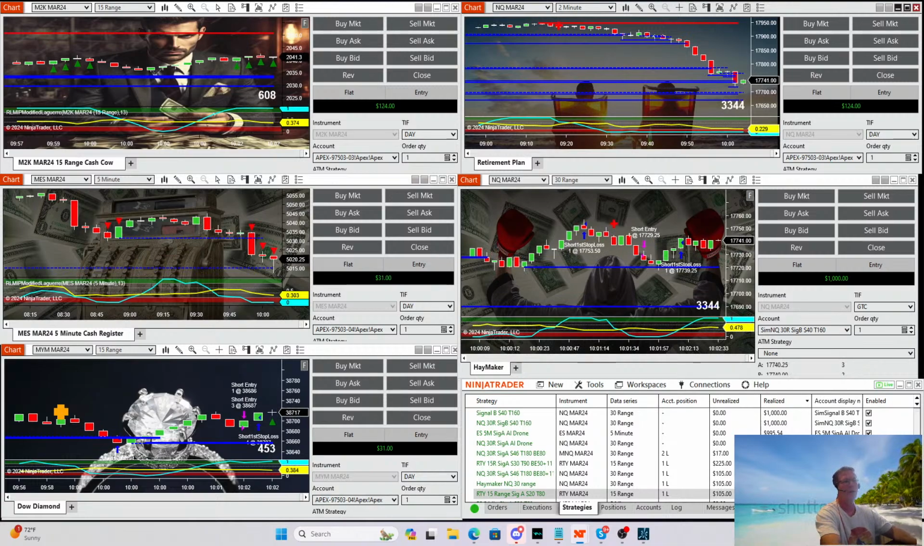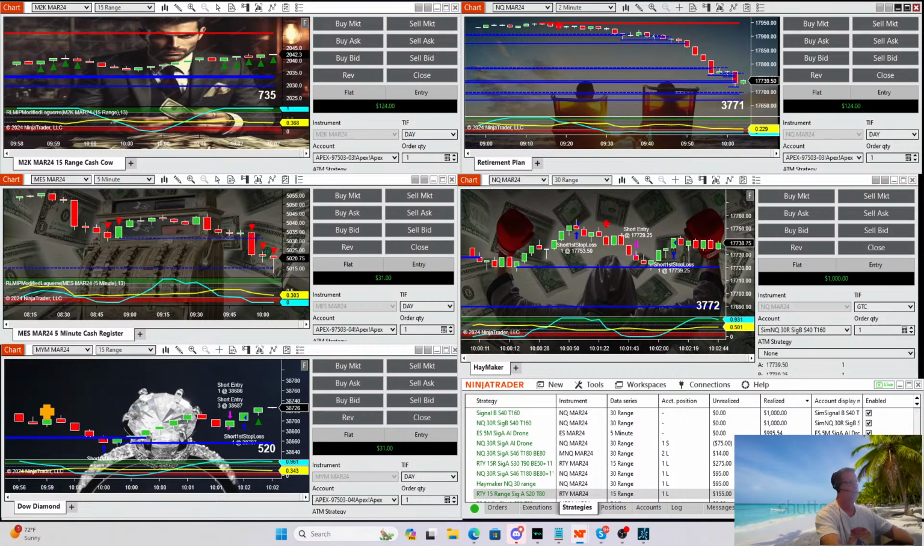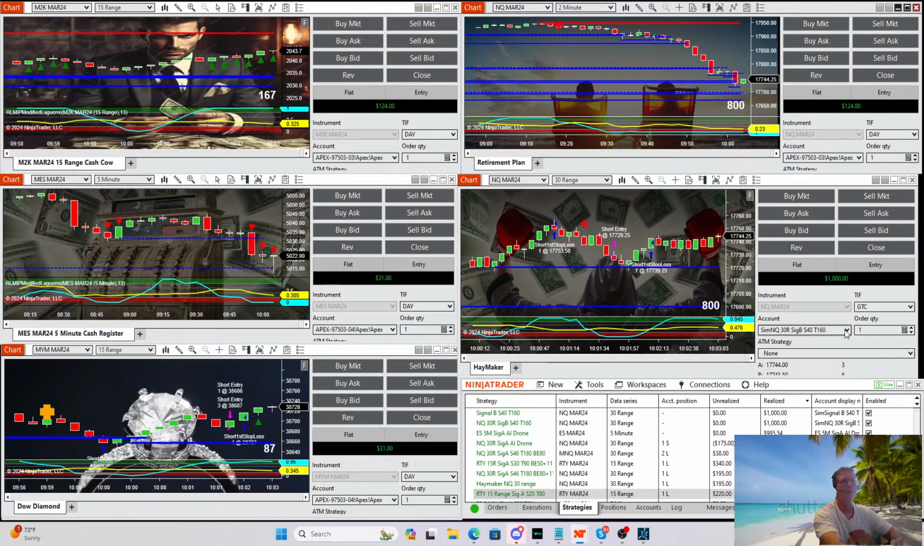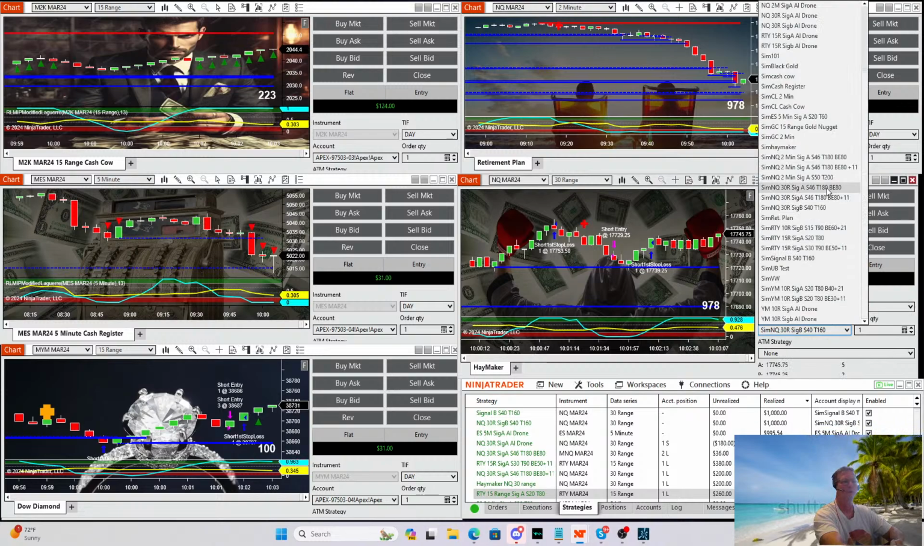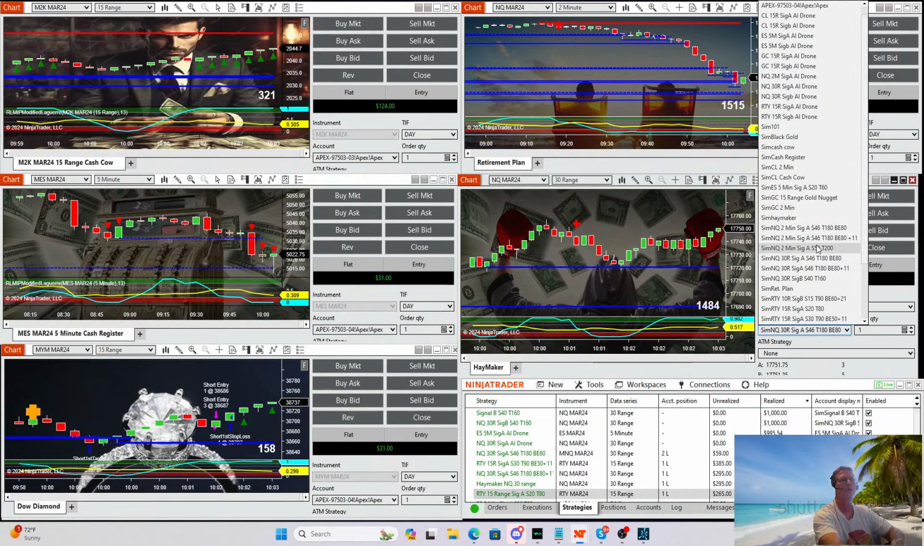With this volume, I think I'm tempted to put it on the Apex account. Order submitted. On that Signal B, it's trending really nicely. I'm just afraid we'll get a big retracement to the upside here, and I'll miss out on that Signal A. NQ30 range Signal A. Order submitted. Order filled. 30 range.